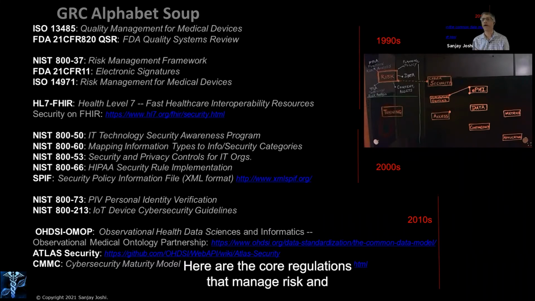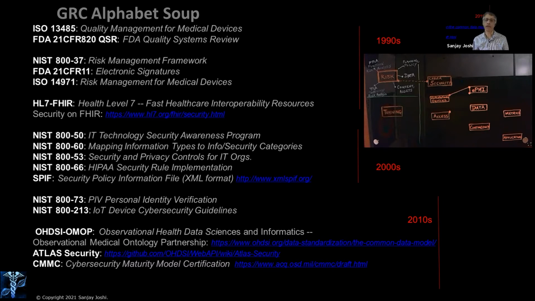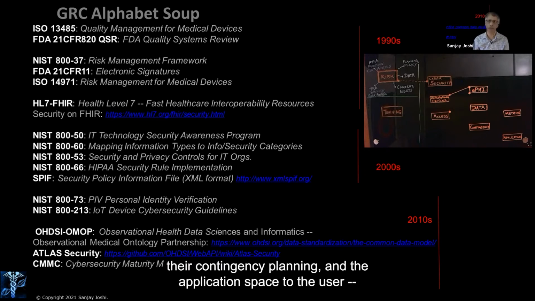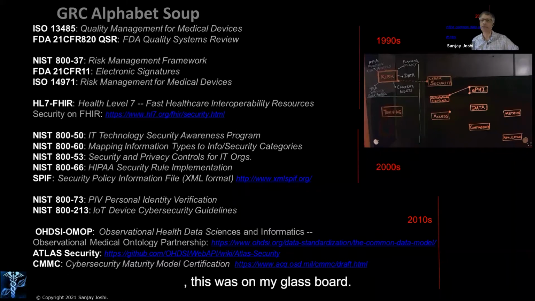Listed here are the core regulations that manage risk and map the gap. I started doodling the core areas of pre-production risk modeling, then the enterprise security landscape for hardware, as well as EPHI or electronic protected health information, and corporate data to their access, their metrics, their contingency planning, and the application space to the user. And full circle to continuous improvement and training. This was in my glass board.